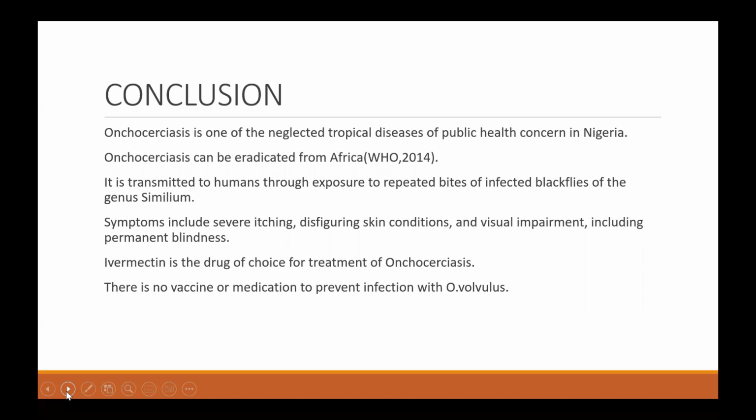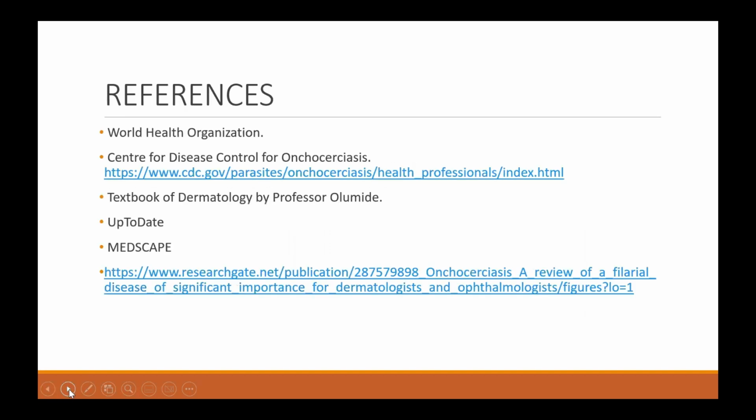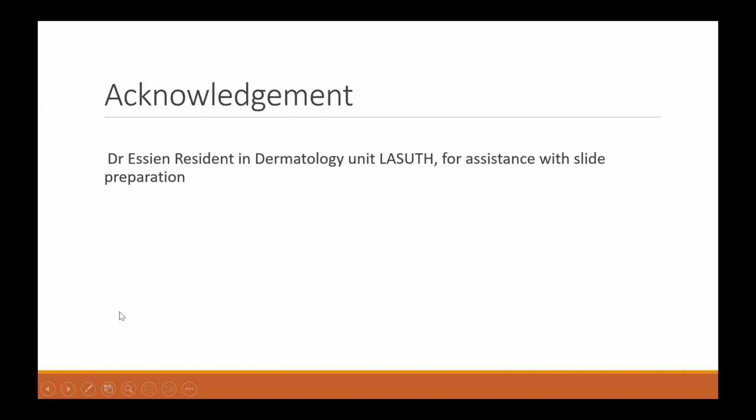It has the capacity to be eradicated, particularly because it has cheap and available treatment and can be treated with mass drug administration. So it's transmitted to humans through exposure to repeated bites of the infected black fly. And the symptoms include severe itching, disfiguring skin conditions, visual impairment, and may include permanent blindness. And the treatment of choice for onchocerciasis is ivermectin.